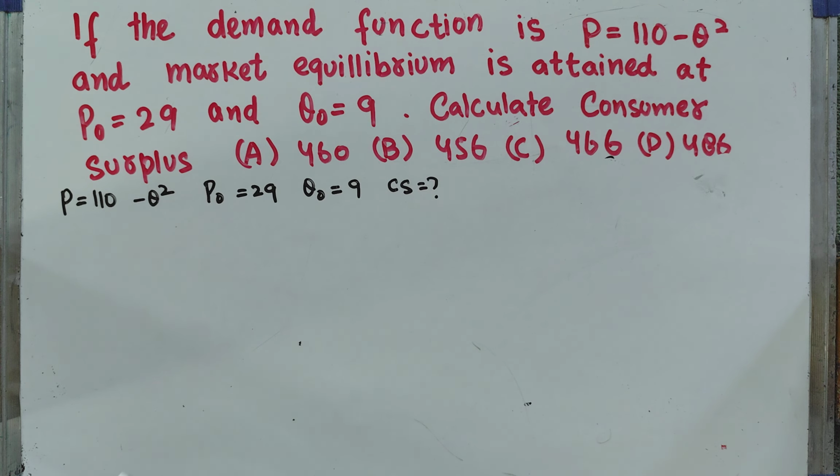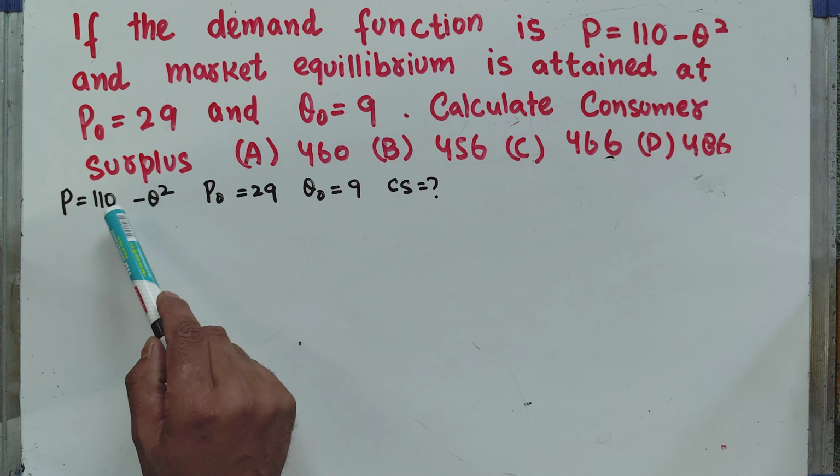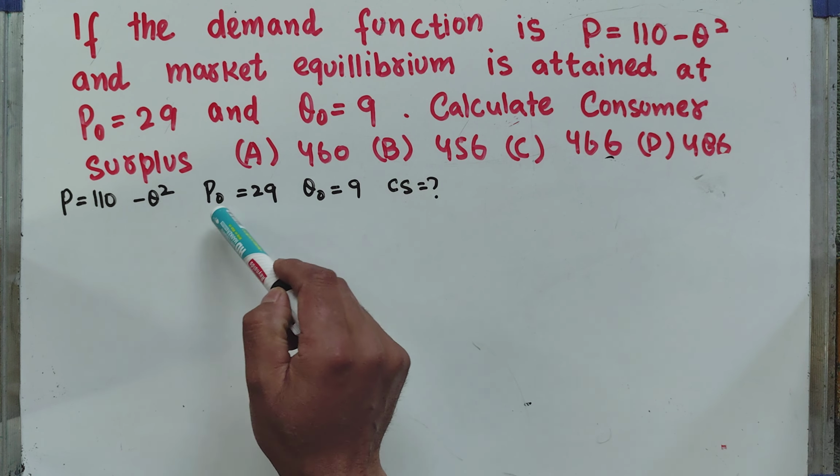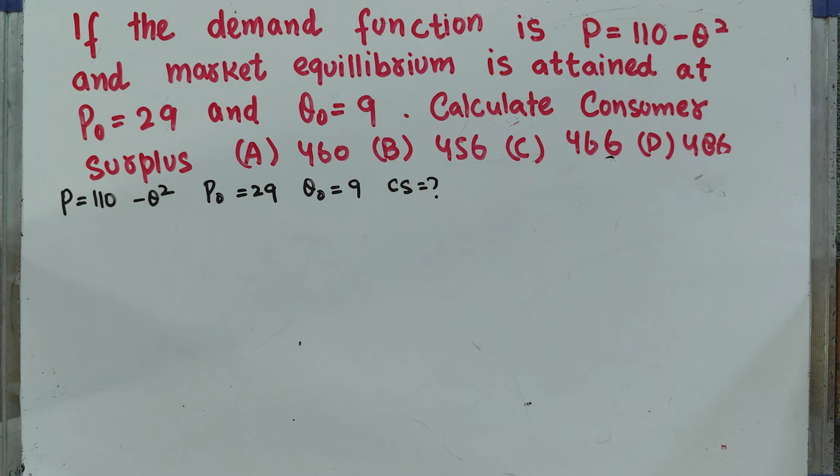Options are being given. So this is our demand function, P is equal to 110 minus Q square. Equilibrium price is 29. Equilibrium quantity at that very price is 9. And we need to find out the consumer surplus.